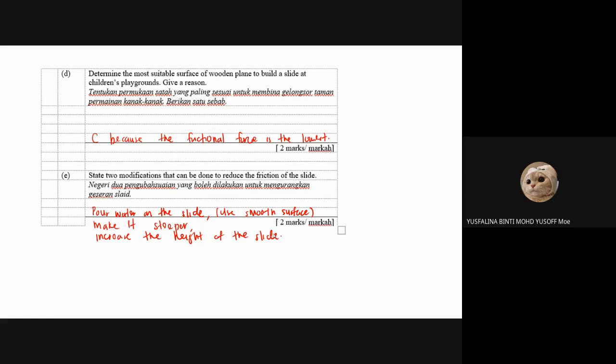Okay, so that's question number 8. For number 1 to 7, I will not teach. It's almost the same as this, but number 8 is quite different because you have to choose and give a reason. Sometimes they ask you to give an idea of how you want to modify a certain object to increase the velocity or to reduce the friction. So you have to think on your own.